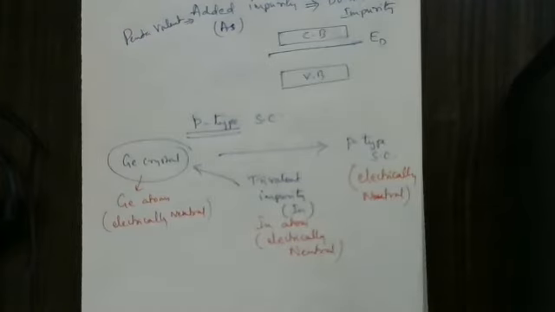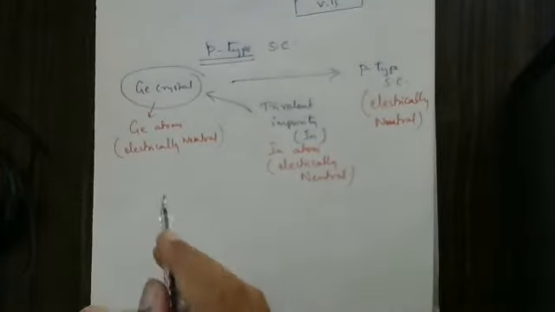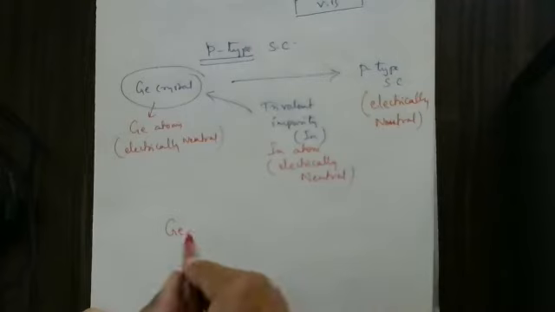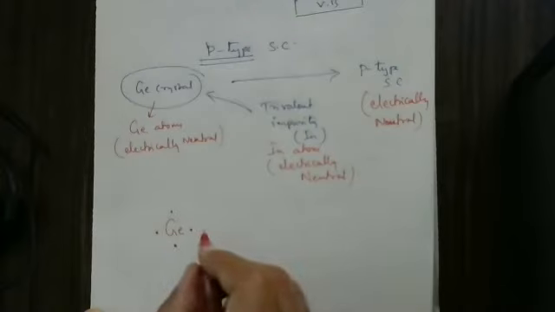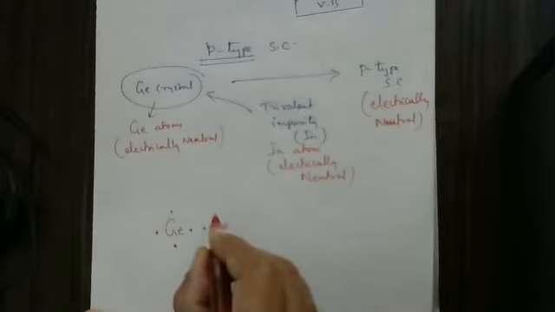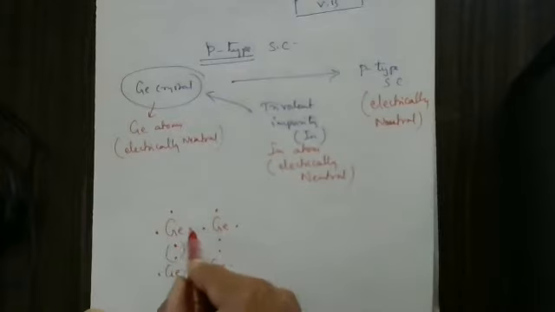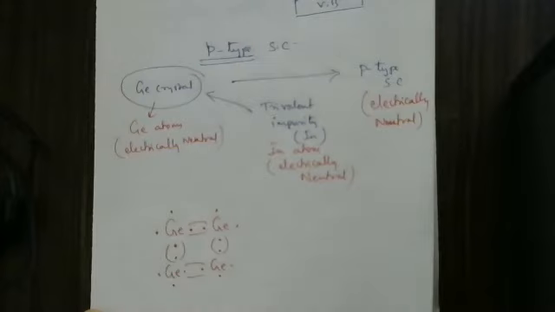Now, what is happening in the case of P-type semiconductors? I will consider a germanium crystal here, which contains germanium atoms. All 4 valence electrons are involved in 4 covalent bonds, like this. This is one covalent bond, another covalent bond, one more here, one more here. Like this, it will continue.